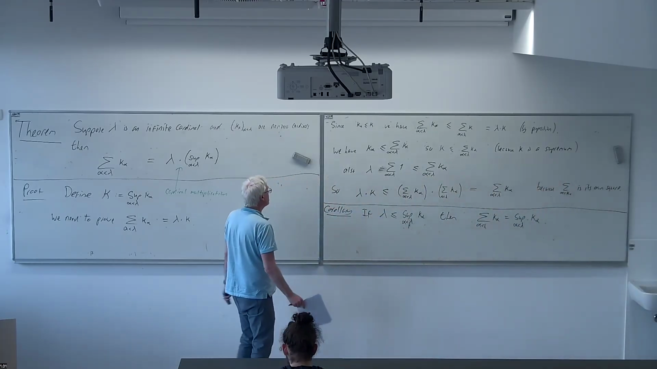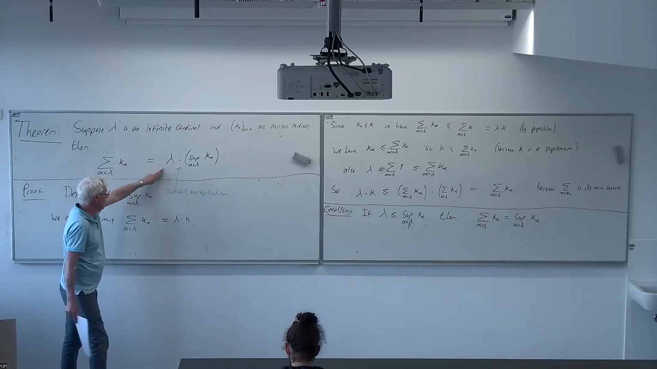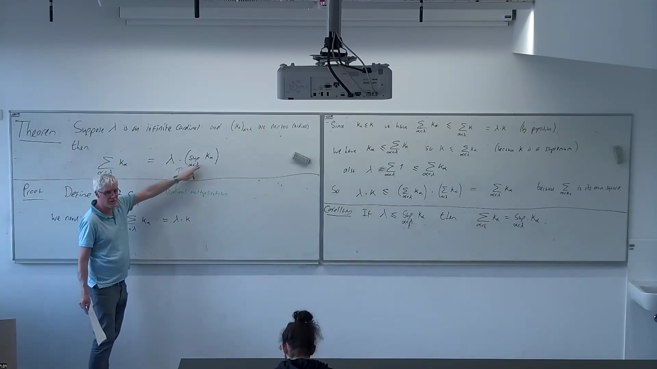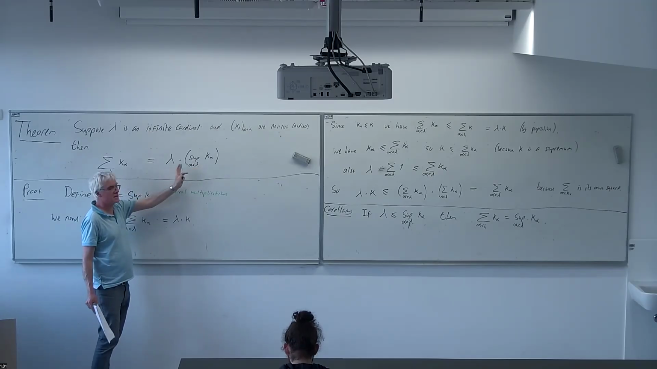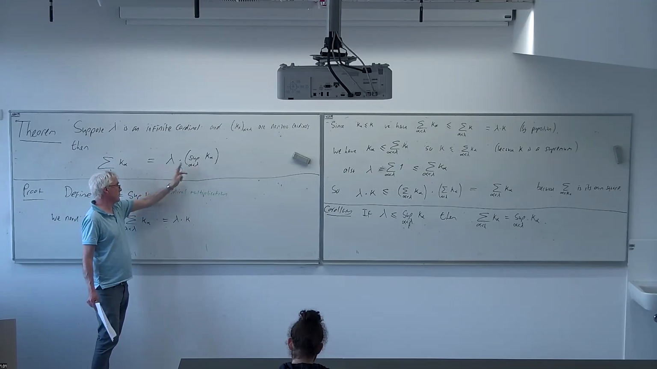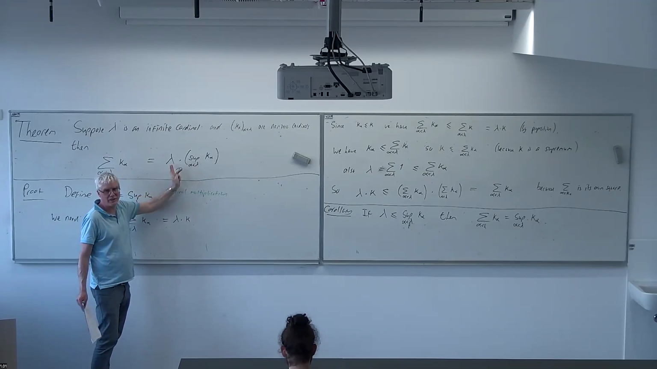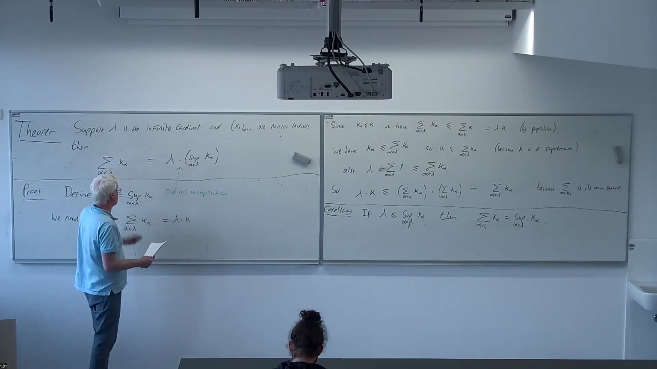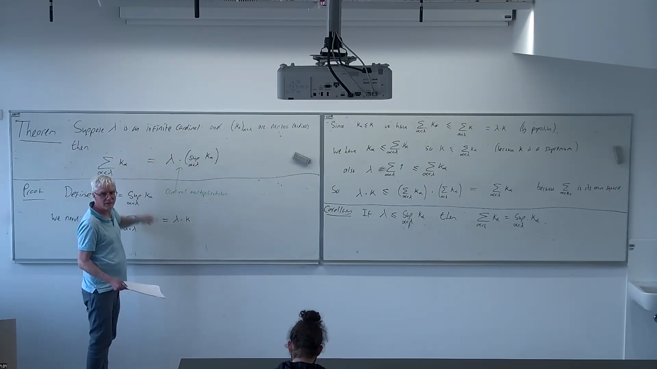So why does this fall out from here? Well, we know it's lambda times the supremum, but lambda is less than or equal to this. So it's just the result that we had at the beginning, that the product of two infinite cardinalities is the maximum. And they're infinite because lambda is an infinite cardinal. Okay.